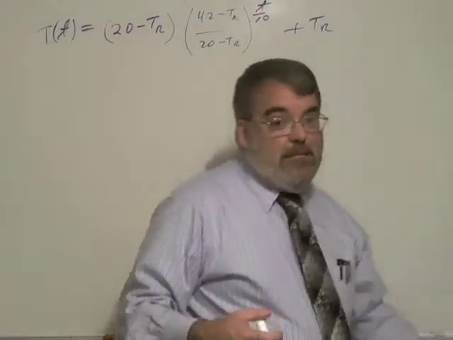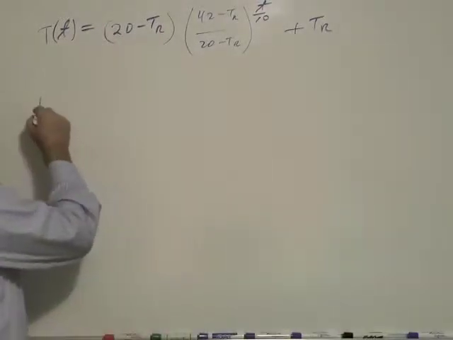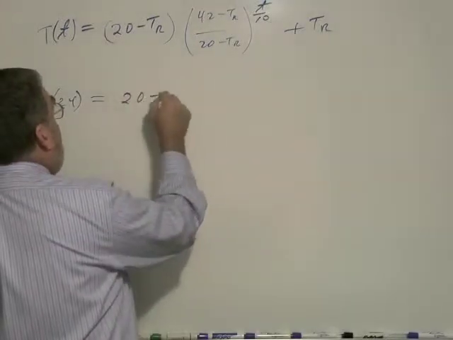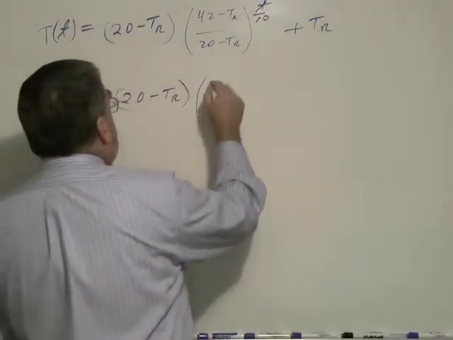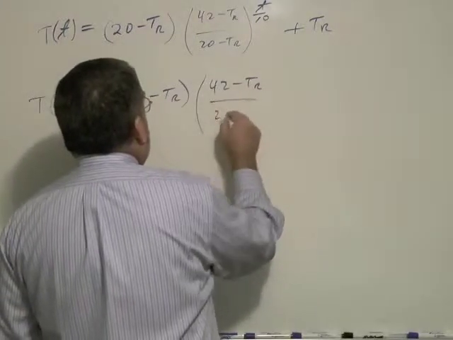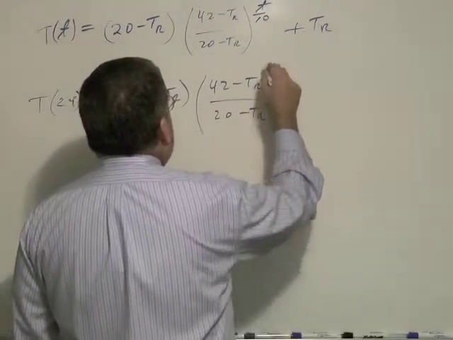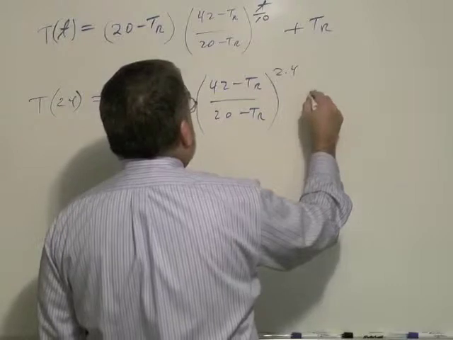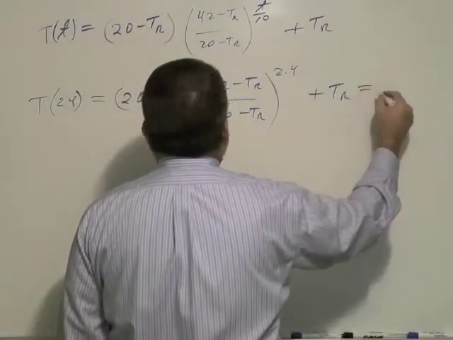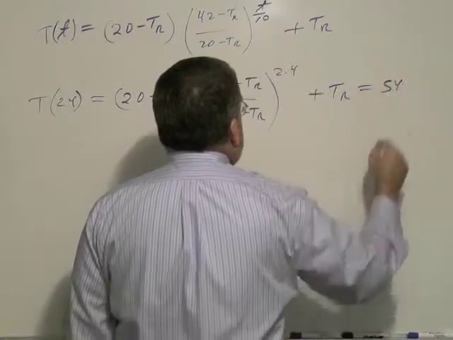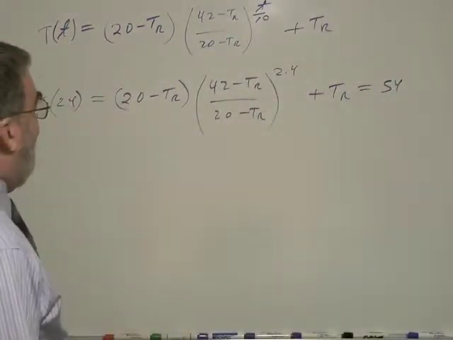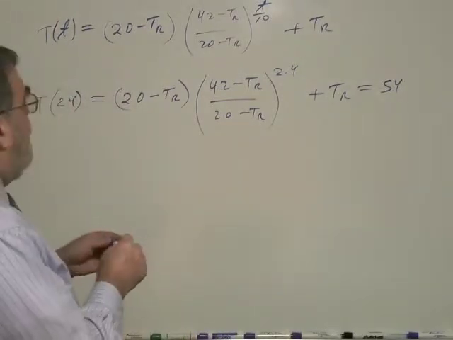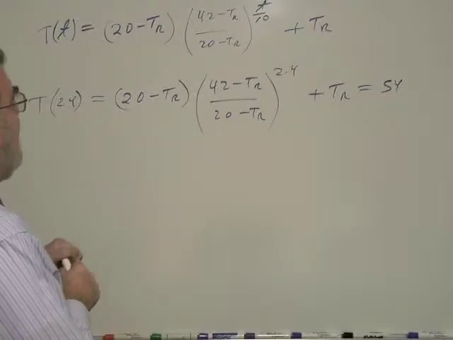It's now warmed up to 54 degrees. So T at 24 minutes would be (20 minus Tr) times (42 minus Tr over 20 minus Tr) raised to the, now 24 over 10 is 2.4, so I'm just going to write 2.4 here for convenience, plus Tr is equal to, what was it, 54 degrees. Okay, that is quite a mess, and we want to solve for Tr at this point. It's not going to be easy.